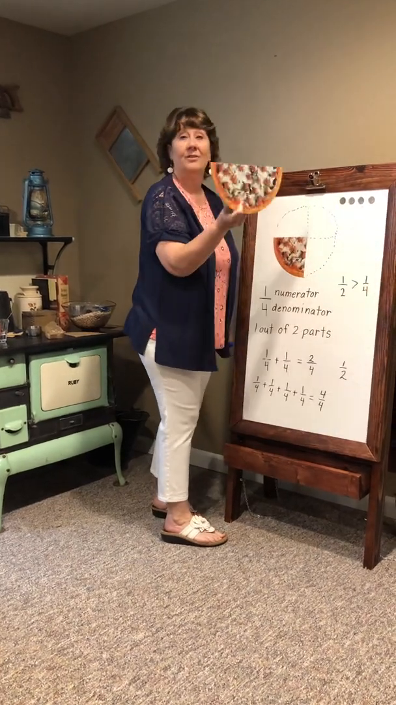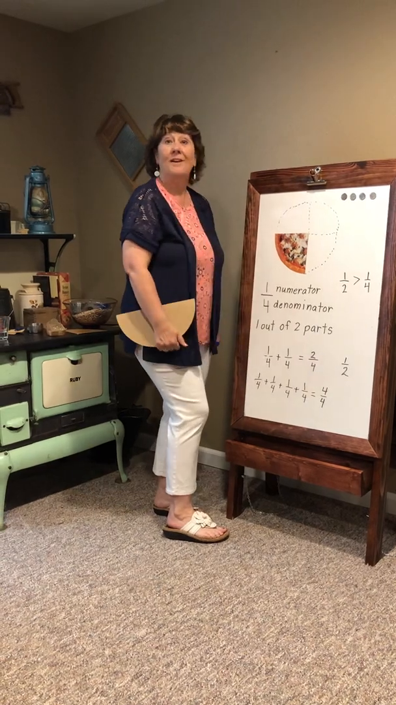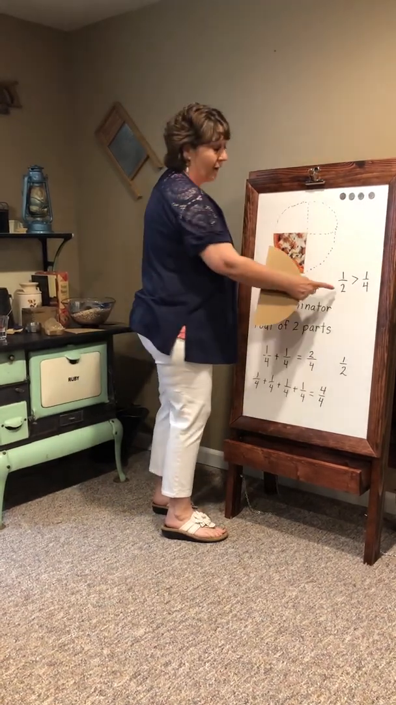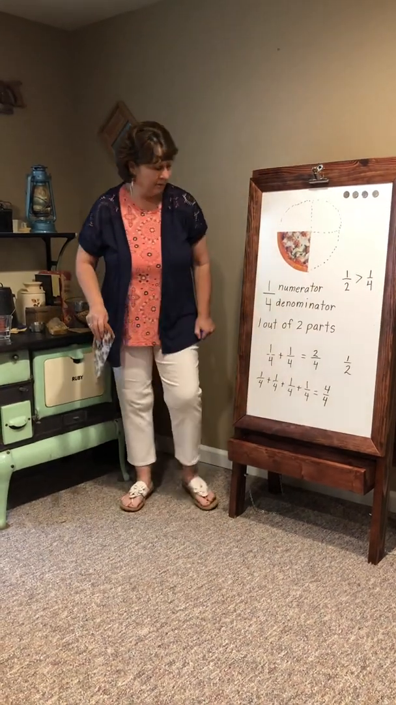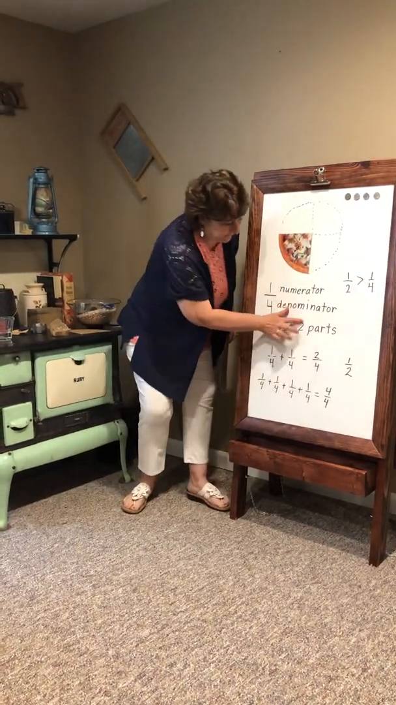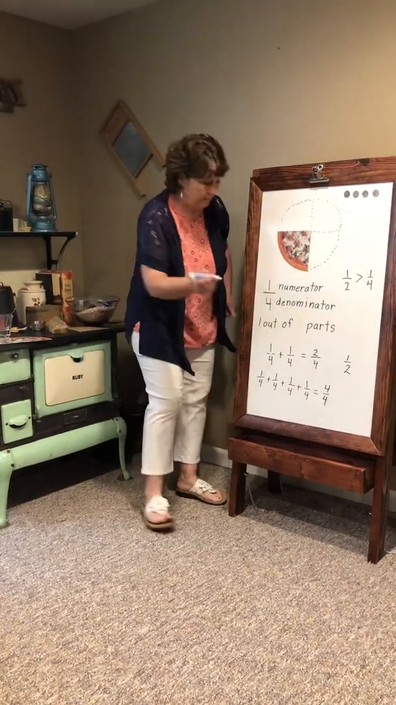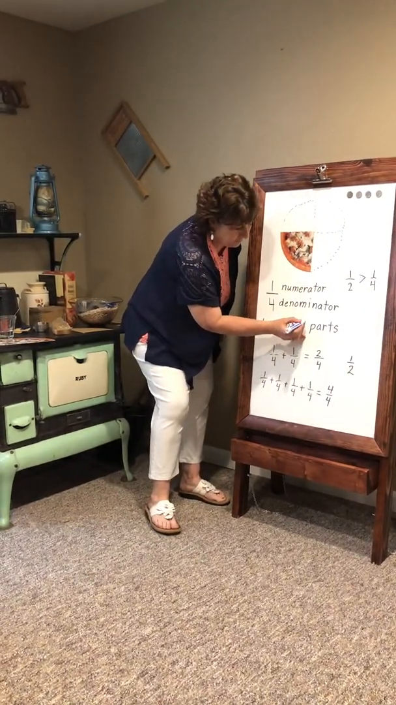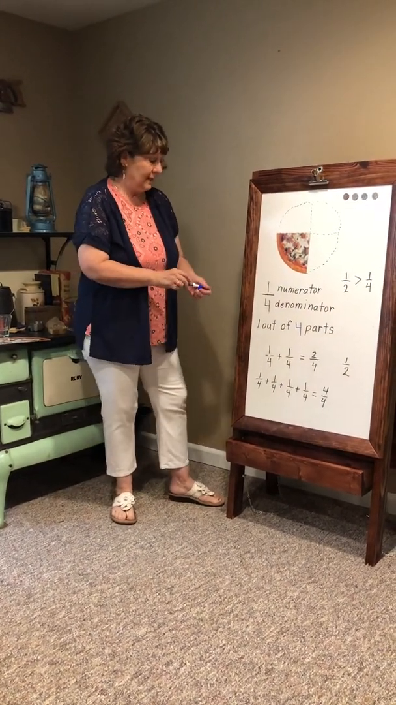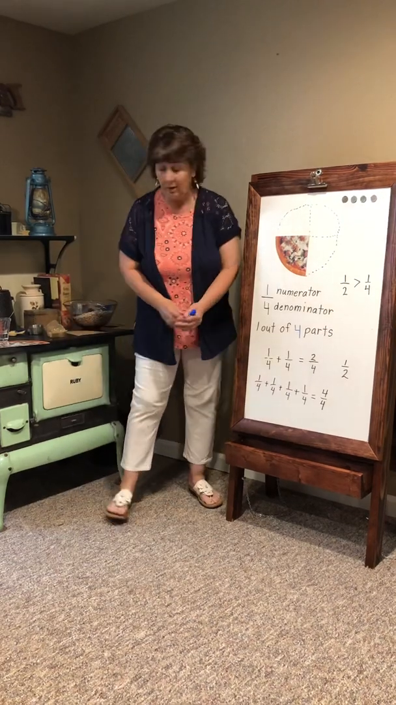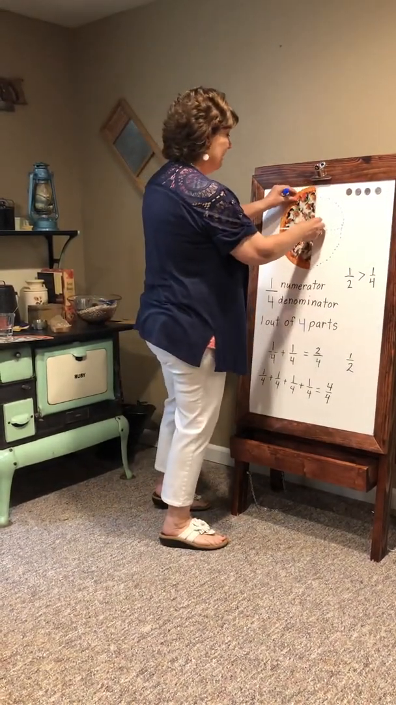This one you only have to divide between 2 of you. This one is between 4 of you. So a half is greater than 1/4. Oops, look it, I didn't change this to 1 out of 4 parts.